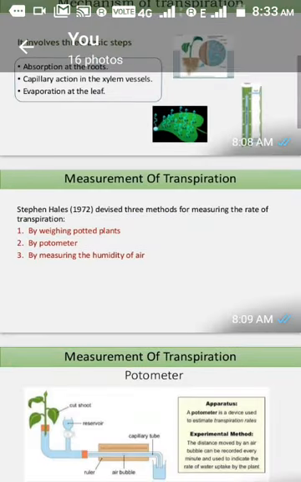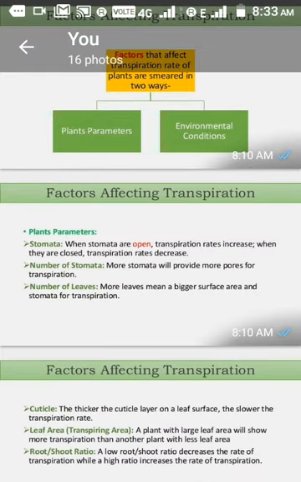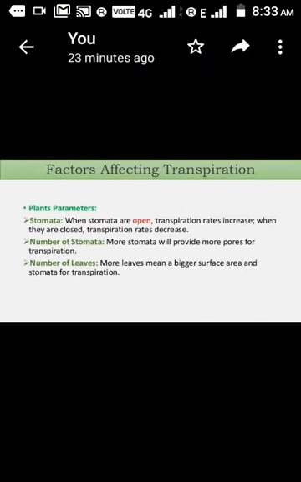Suppose there are plant factors, plant parameters. In plant parameters, the first and foremost parameter is stomata. As you all know, students, stomata contribute nearly 90% or more than 90% of transpiration. So this is one of the important biotic factors. What kind of stomata there are, how they are arranged in leaves, the number of stomata. When stomata are open, you all know the transpiration rate will increase, and when stomata are closed, transpiration will be reduced. Okay.